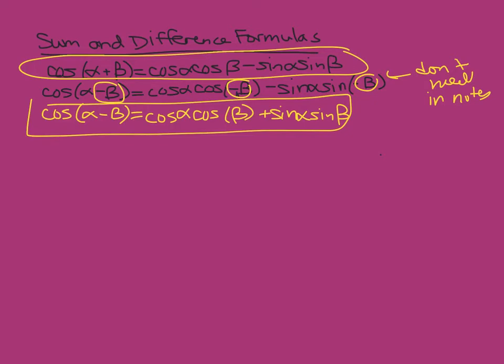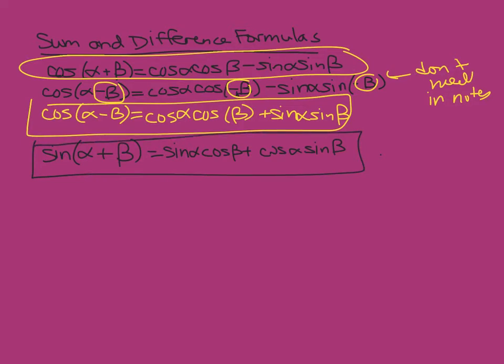So my next two identities are similar. You might be able to guess. The only difference is that they're going to have to do with sine. So if we have sine of alpha plus beta, again, Greek letters alpha and beta, that's going to be the same as sine of alpha times cosine of beta plus cosine of alpha times sine of beta. So this is my first sine identity.